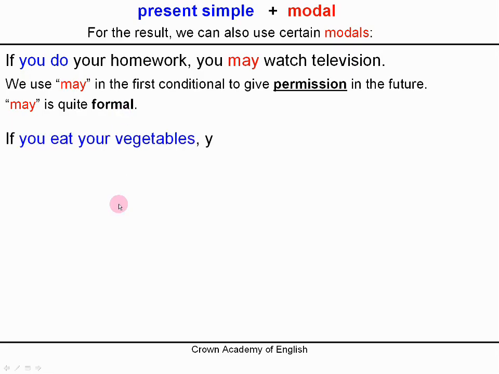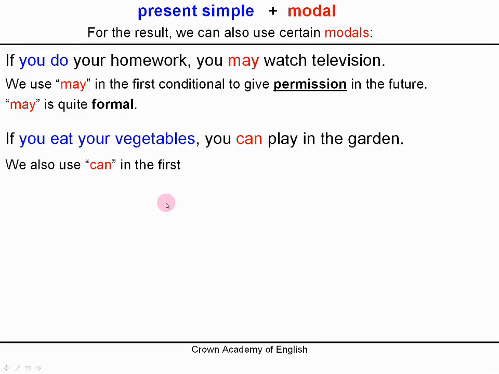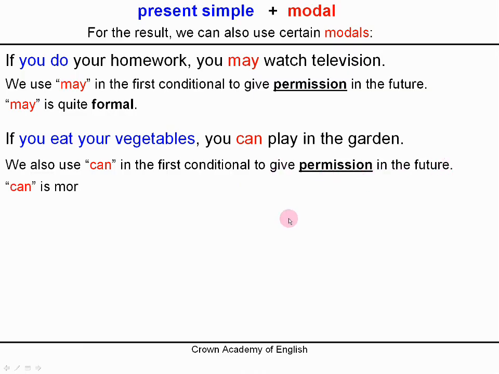If you eat your vegetables, you can play in the garden. And this is the same meaning as may. So we can use it in the first conditional to give permission in the future. But be careful, however, can is more informal, and in fact it is more common in standard English. You will hear can much more than may when we want to give permission. Okay.